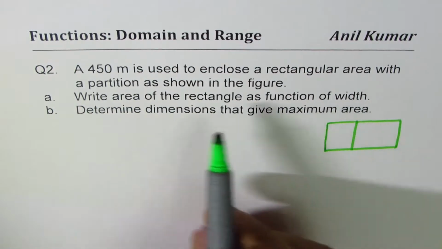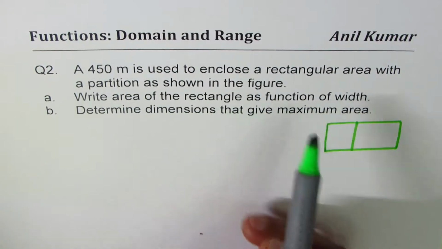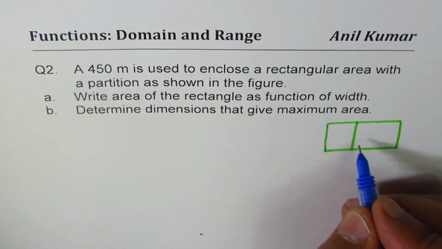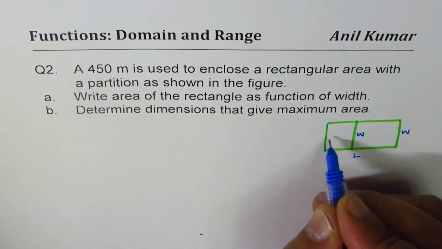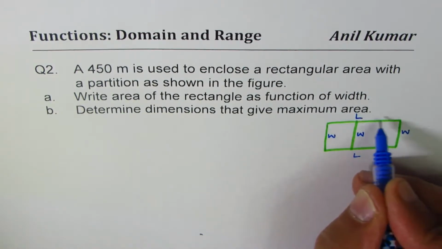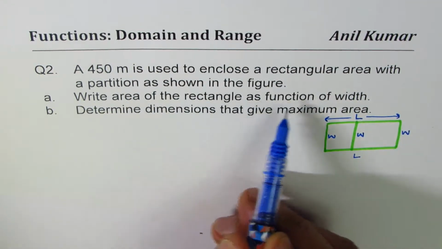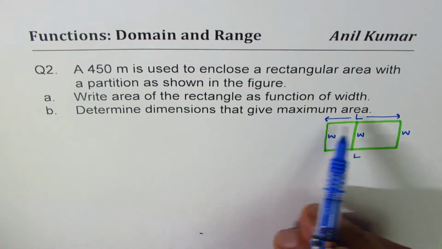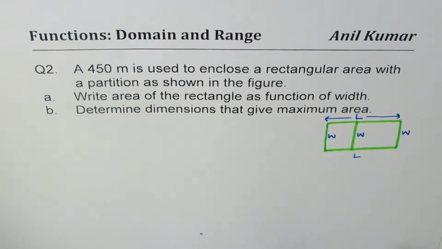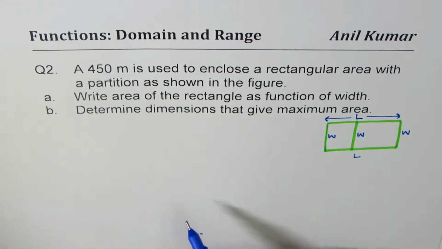Now, as shown in the figure, part A is write area of the rectangle as a function of width. So we'll assume this to be the width, and that is the length. This is also width, this is also width, and this total thing is length. Length is from here to there. Part B is determine dimensions that give maximum area. Now you can also, let me add here, write domain and range for the function area. Is that okay? So we'll do that part.